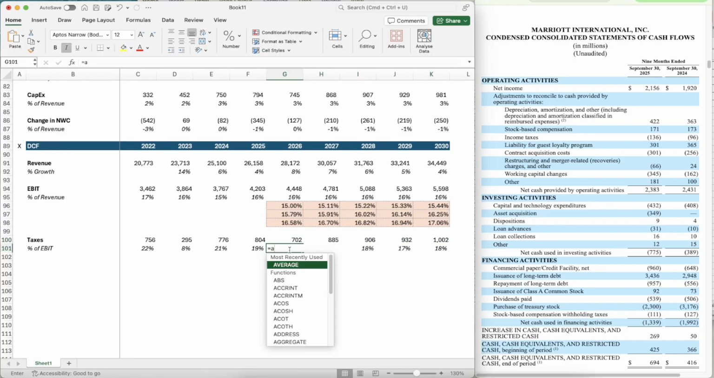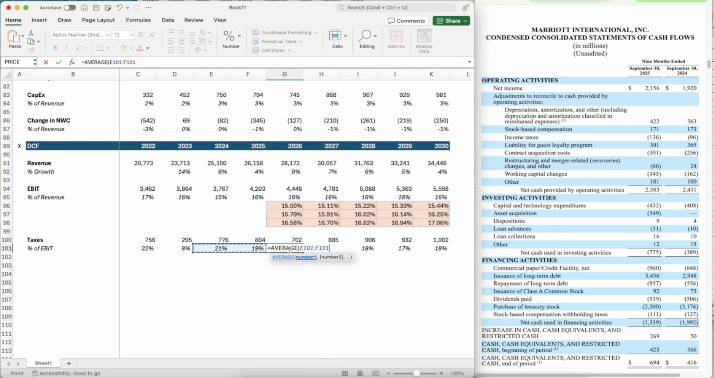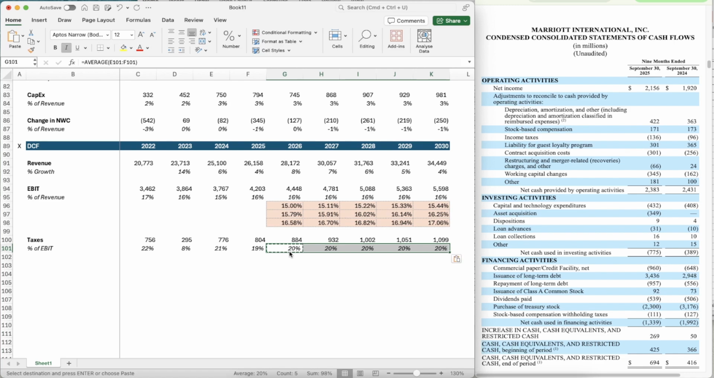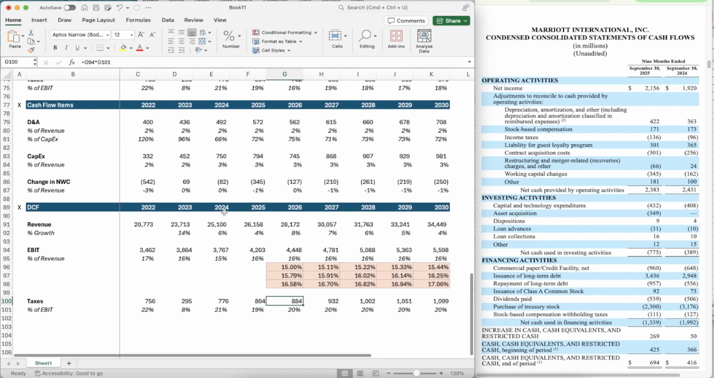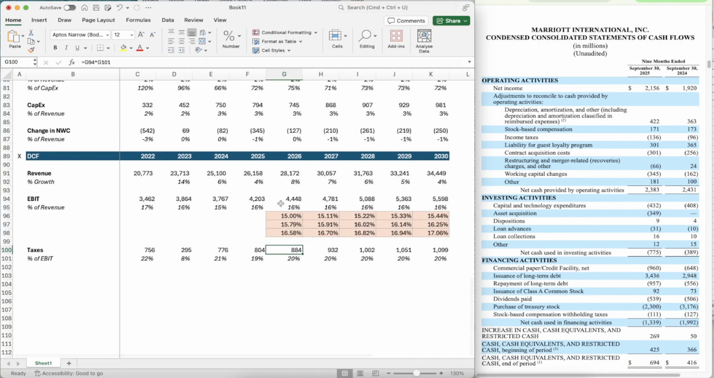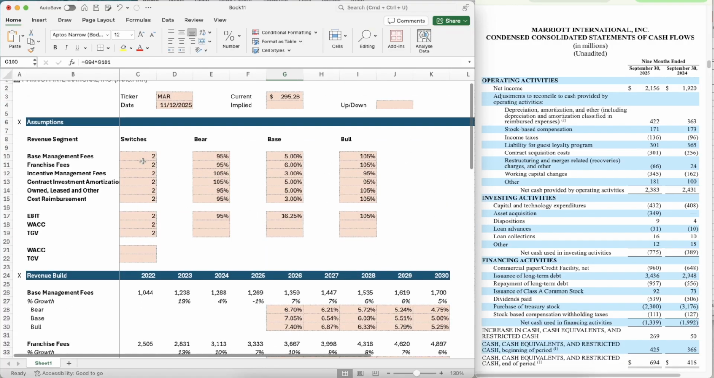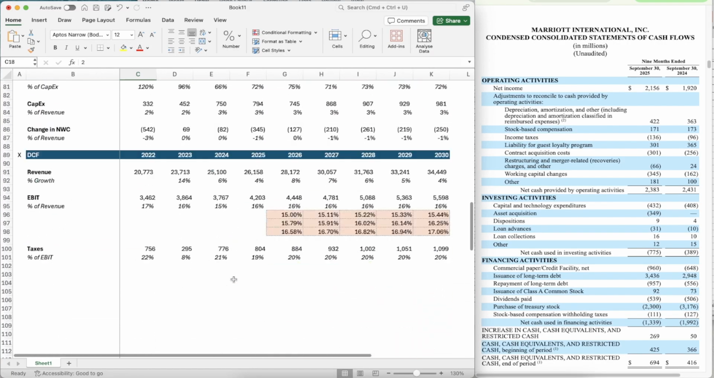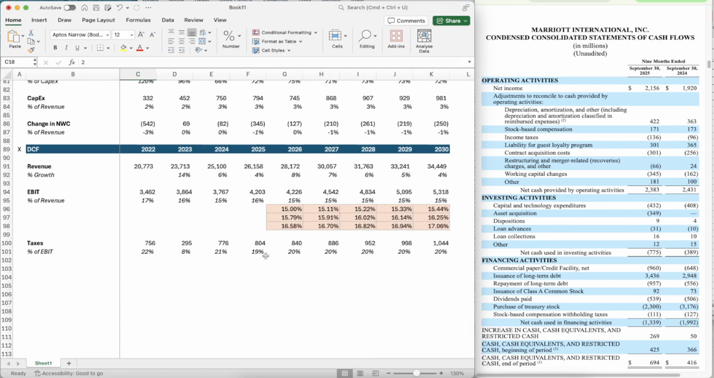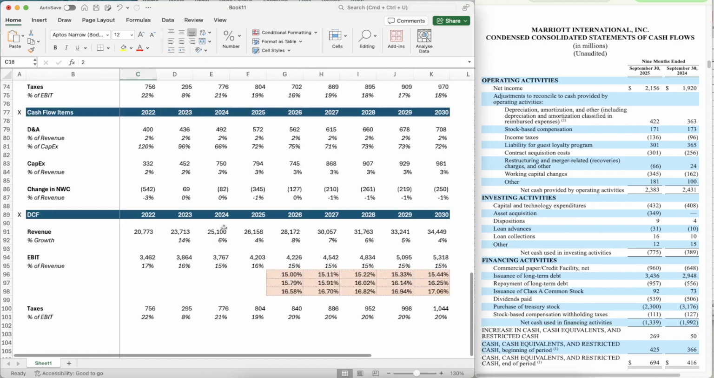Let's change this actually to the last few years because I think 2023 is such an anomaly in terms of the recovery. So yeah, that's better. I think that's a bit more realistic. So I'll just show you how that will work. Remember these figures: 4448 and the 884. Let's go into a bear case. See, it automatically updates as we toggle through the switches.